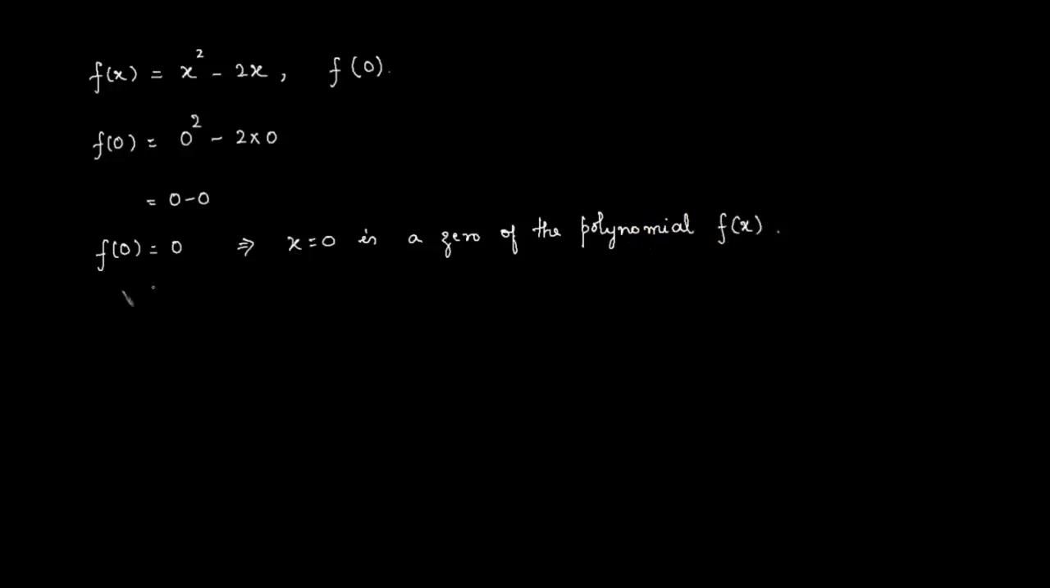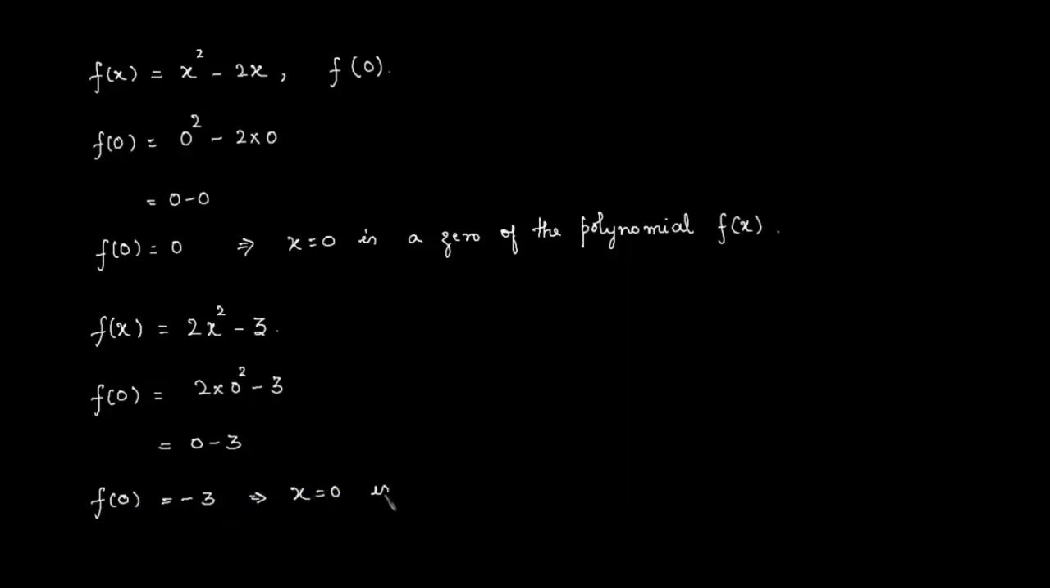Now consider the case where f of x is going to be 2x square minus 3. Now let us find out f of 0. What is f of 0? 2 into 0 square minus 3, which is nothing but 0 minus 3, which is equal to minus 3. So f of 0 is equal to minus 3. This implies x is equal to 0 is not a 0 of the polynomial.